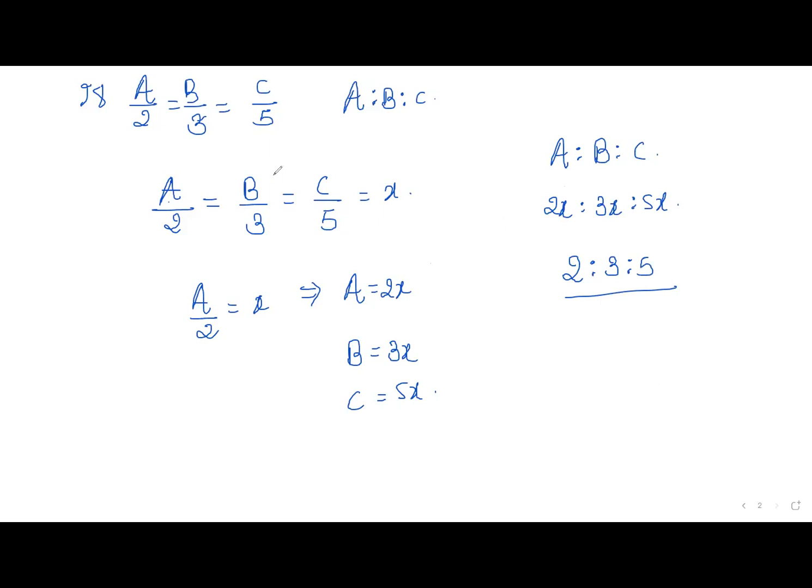If anyone has the idea like this, then it will be 2, 3, 5. The value of A is 2, the value of B is 3, the value of C is 5. So the ratio will be 2:3:5. Okay.